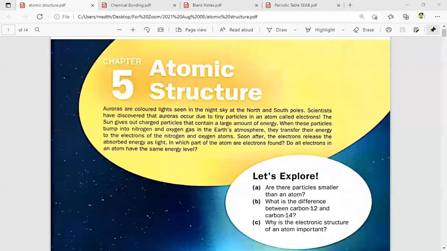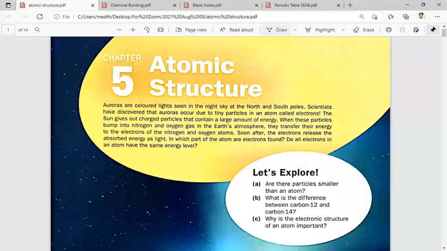Okay, so for today, we're going to go through two chapters. One is atomic structure, which is more of a revision. This was covered actually in Sec 1, so we're going to recap a little bit on this as a revision. Then we're going to go on to do chemical bonding. So that will be for today.